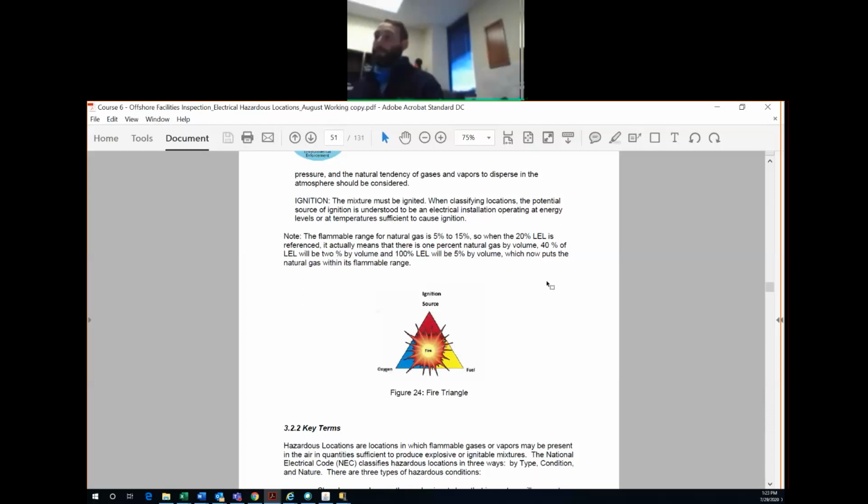But you can have an atmosphere that is completely filled with gas, and it's not ignitable. And that explains why you might want to keep oxygen out of a tank, right? You want it to be either all gas or all some inert gas like nitrogen, right? You never want to mix the fuel and the oxygen in the same tank.